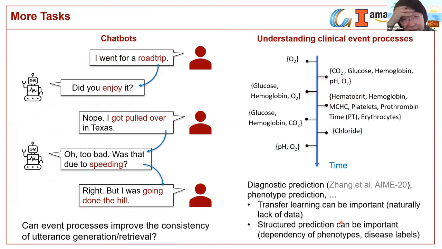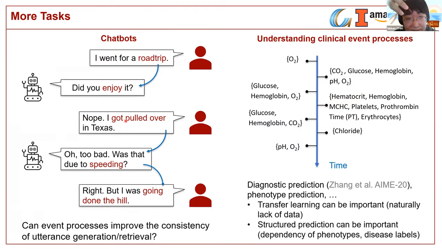And there are more tasks that could benefit from understanding event processes. One relevant one is about chatbots. Considering that we have already shown that event processes are important for narrative prediction, to go one step further, can we use this knowledge of event processes to improve the consistency of utterance generation or utterance retrieval for chatbots? This is also an important problem.